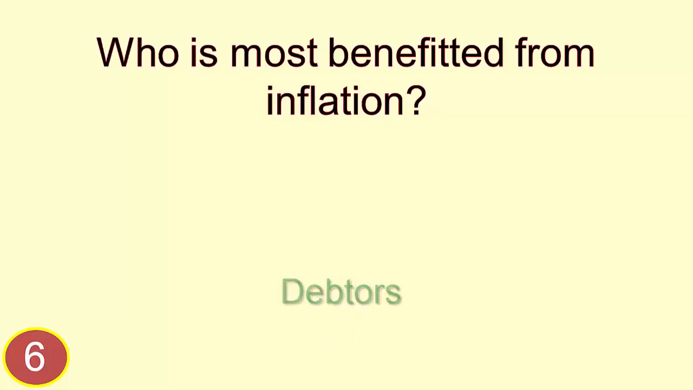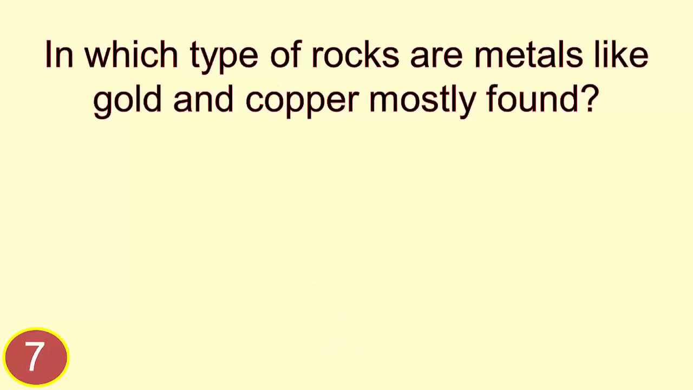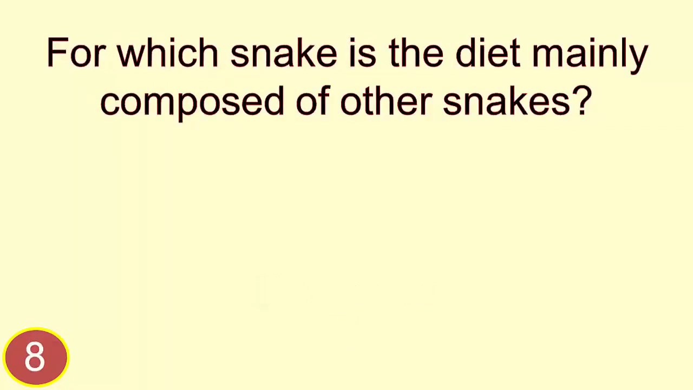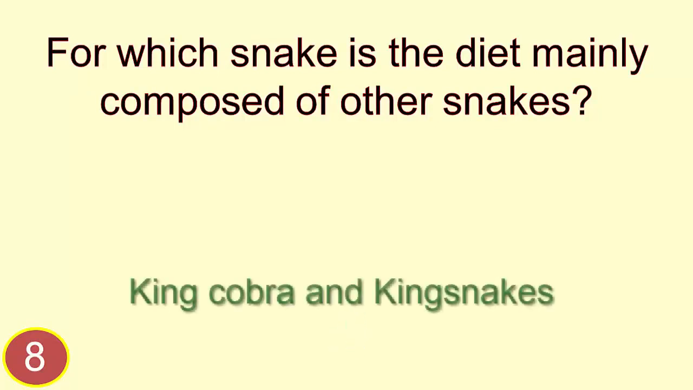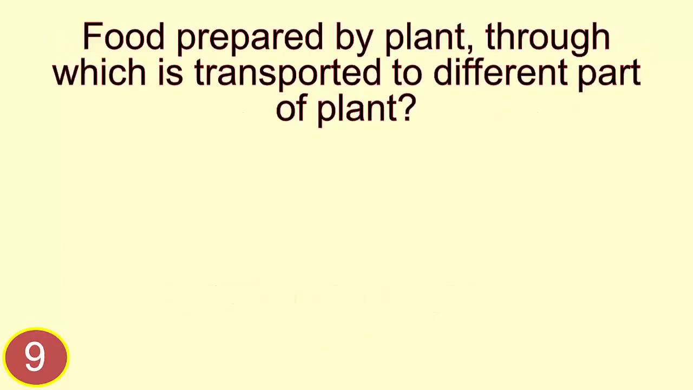Debtors. In which type of rocks are metals like gold and copper mostly found? Answer is old igneous. For which snake is the diet mainly composed of other snakes? King cobra and king snakes. Food prepared by plant through which is transported to different parts of the plant?